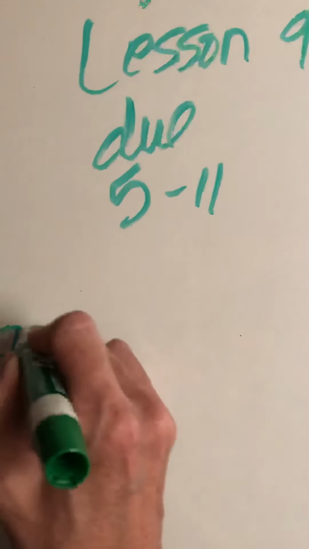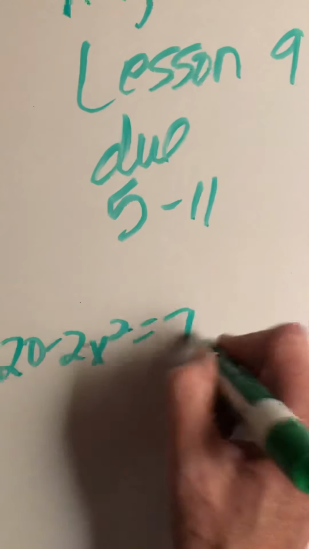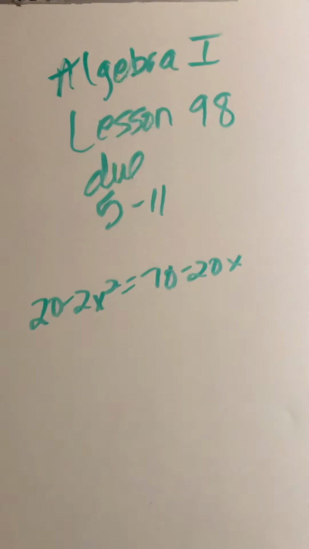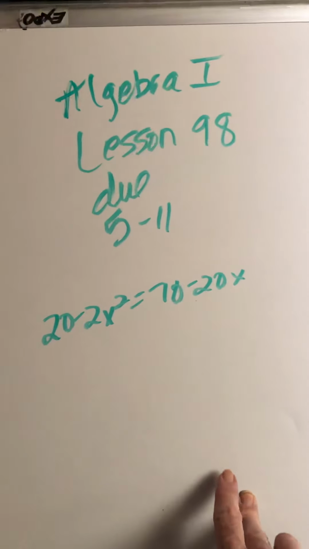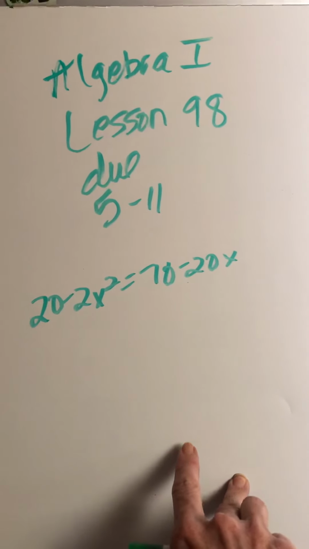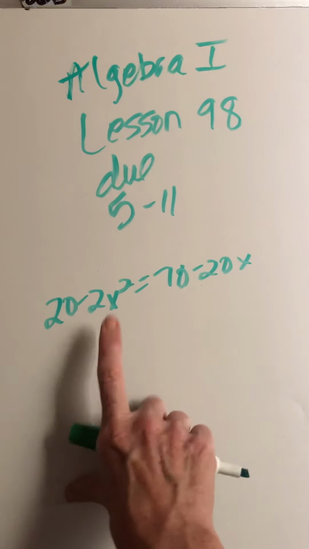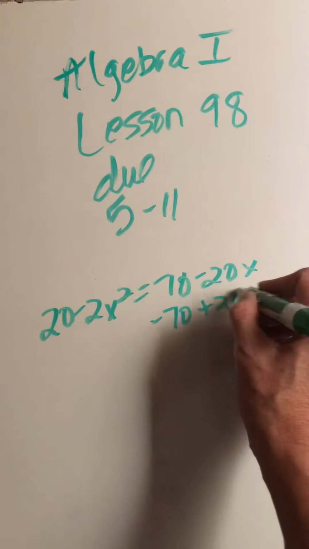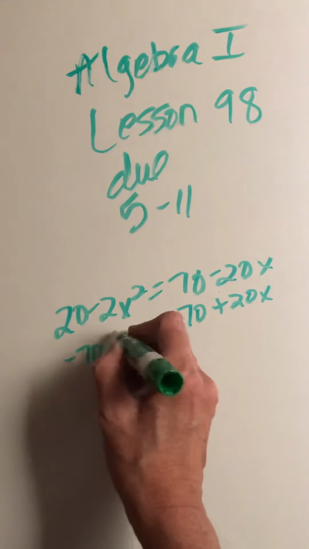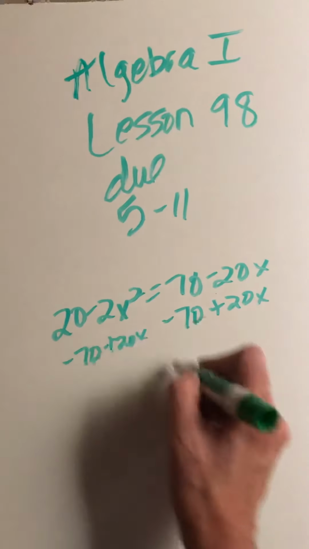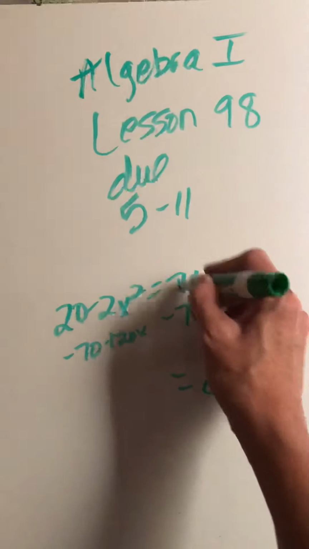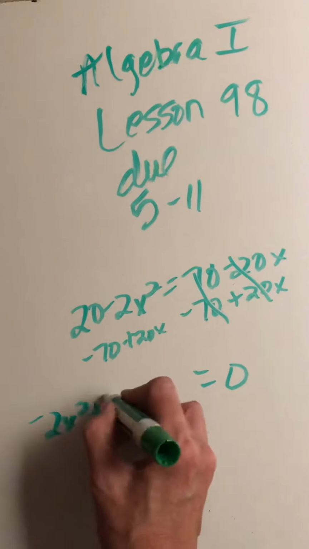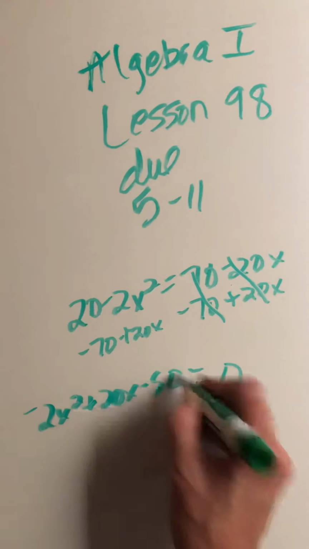Okay, let's see on this one. 20 minus 2x squared equals 70 minus 20x. I don't want that. Okay, here's what we're going to do on this. We got a lot of different choices, but I want to show you this right quick. Okay, so I've got minus 70 and I've got plus 20x because I'm going to get this side to equal 0. So my 70's cancel, my 20x's cancel. I get negative 2x squared plus 20x minus 50.